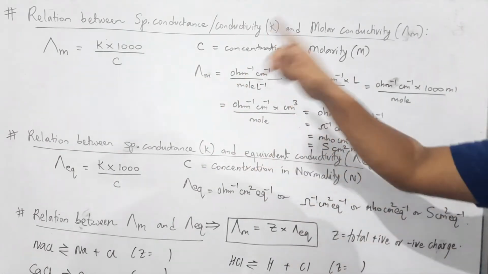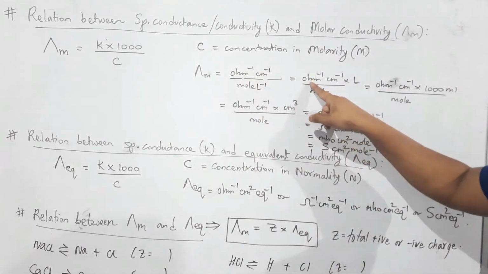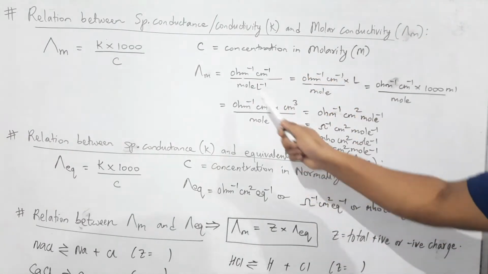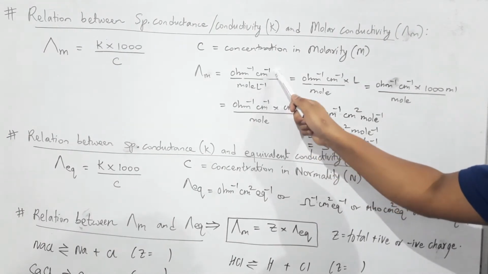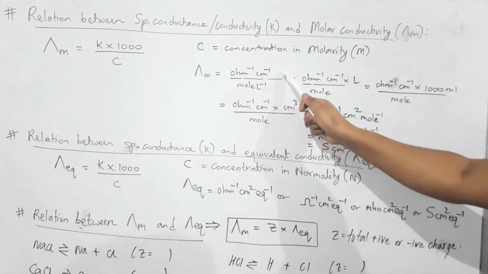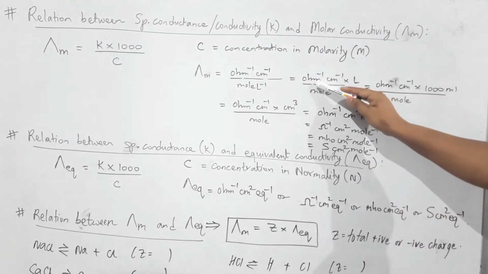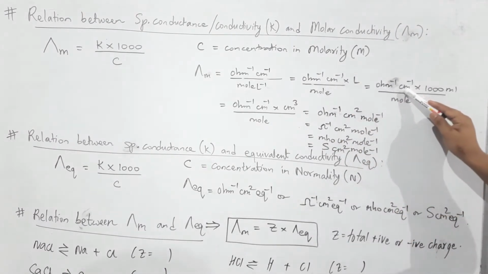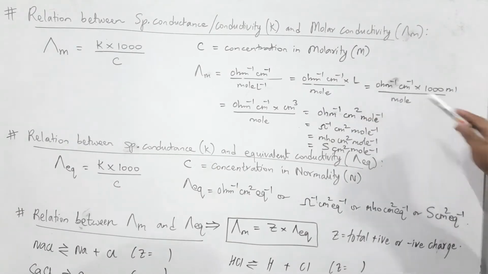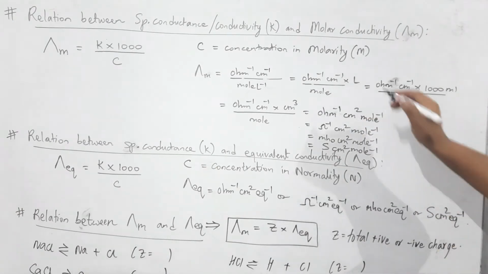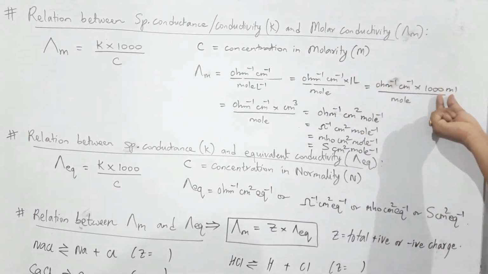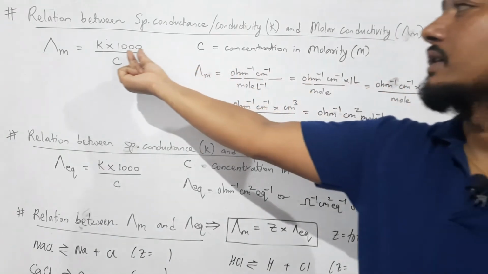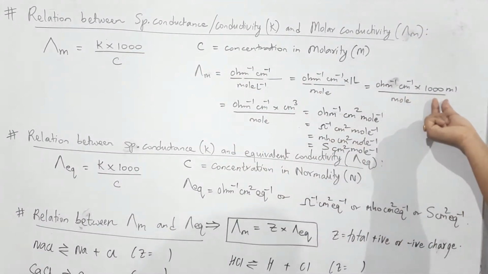Now let us see how that 1000 has come. Ohm inverse stays ohm inverse, centimeter inverse stays centimeter inverse, and mole stays mole. When liter inverse goes up, it becomes liter. This liter actually means 1 liter, and 1 liter is equivalent to 1000 ml. This is how the 1000 arrived here, by converting liter to ml.